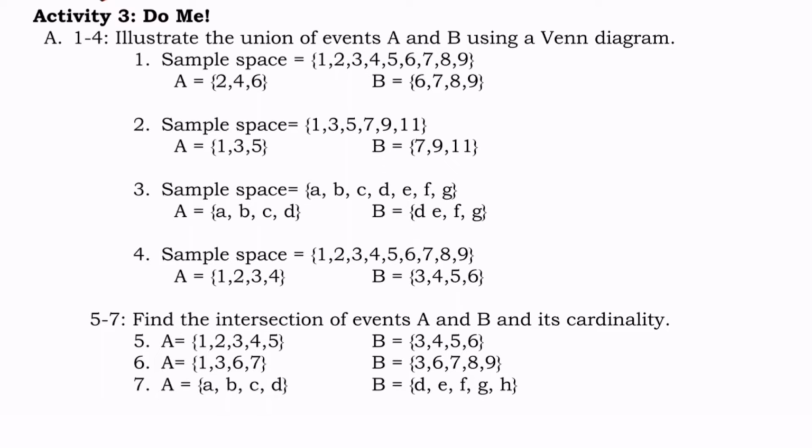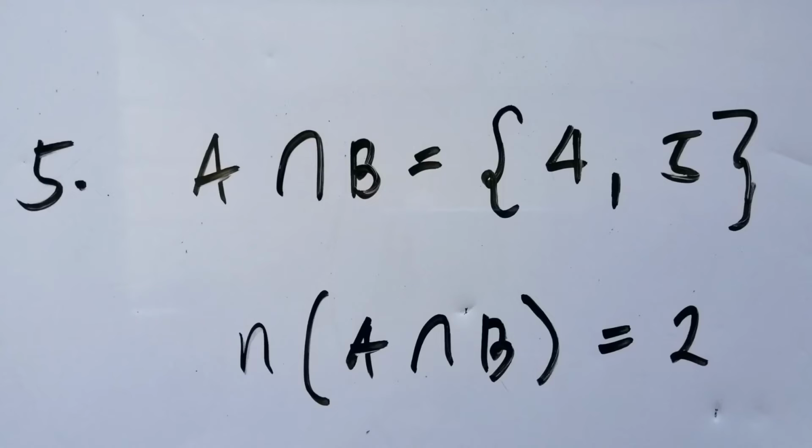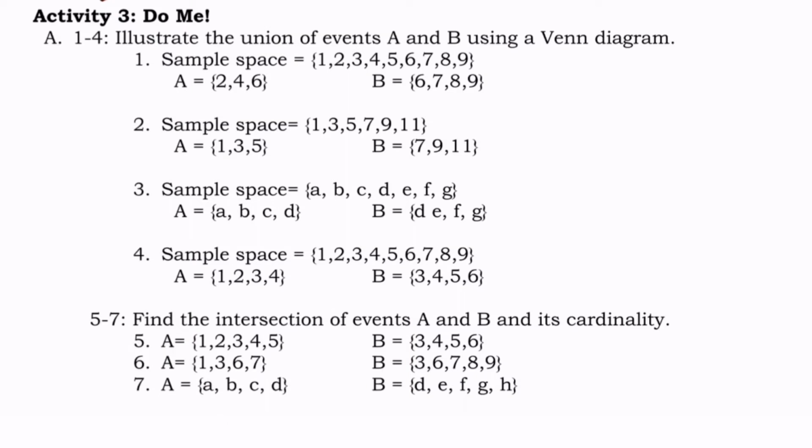For number 5 to 7, find the intersection of events A and B and its cardinality. For number 5, set A: 1, 2, 3, 4, 5. For set B: 3, 4, 5, and 6. Number 6, set A: 1, 3, 6, 7. Set B: 3, 6, 7, 8, and 9.